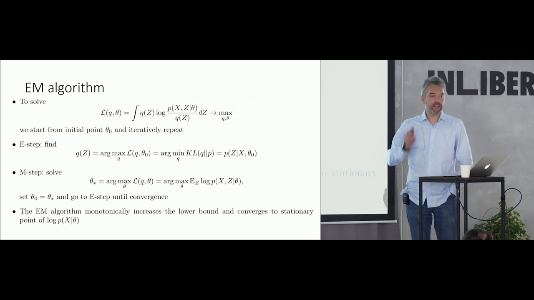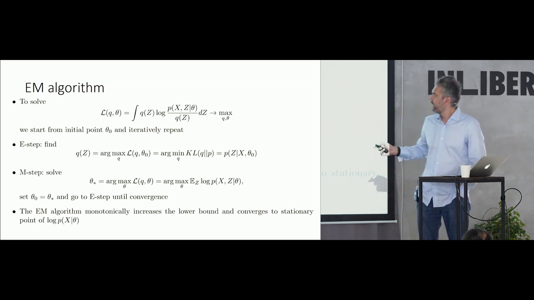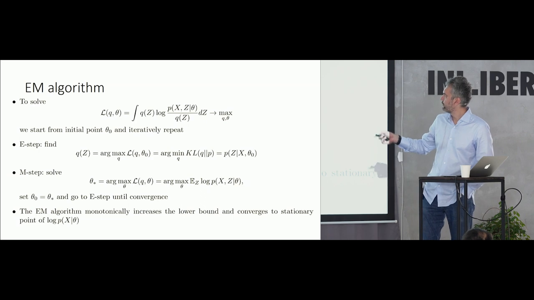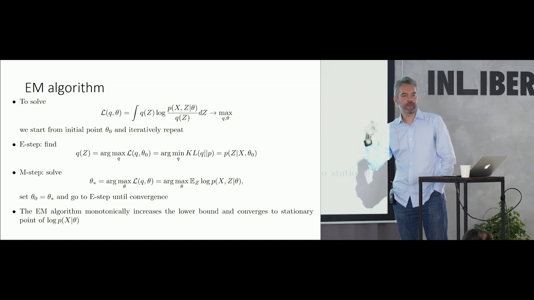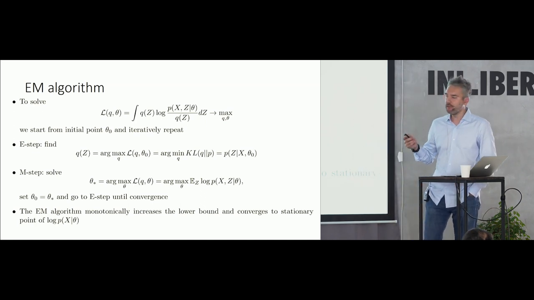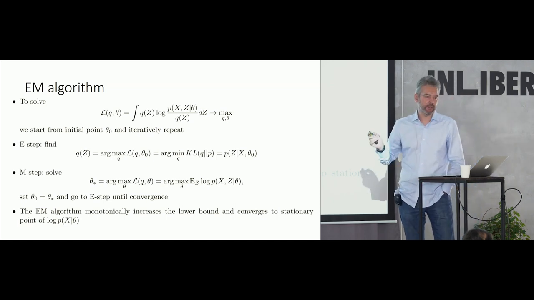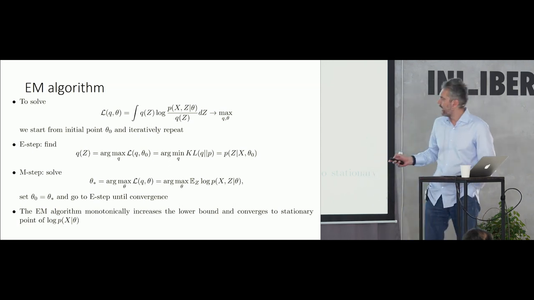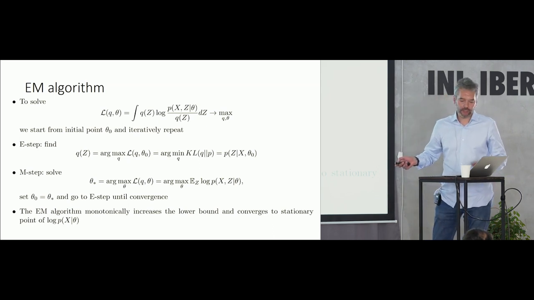So what do we do? Instead of directly optimizing the log of the incomplete likelihood, log of p of x given theta, we switch to this variational lower bound. We need to optimize it both with respect to q and theta. Simultaneous optimization with respect to both groups of parameters is intractable, but if we consider this two-stage iterative process, it appears that if we fix theta, in many cases we may find the maximum with respect to q for the given value of theta in closed form. And the same holds for the maximum with respect to theta when q is fixed.